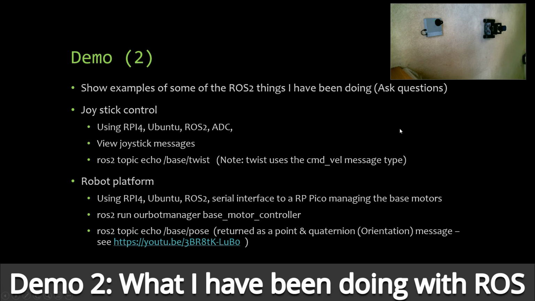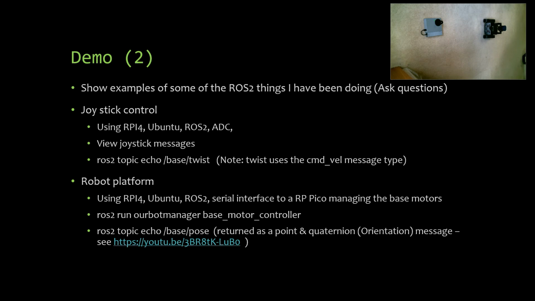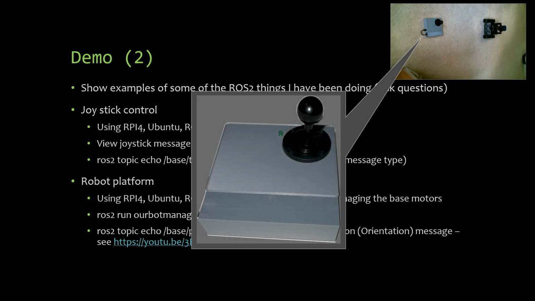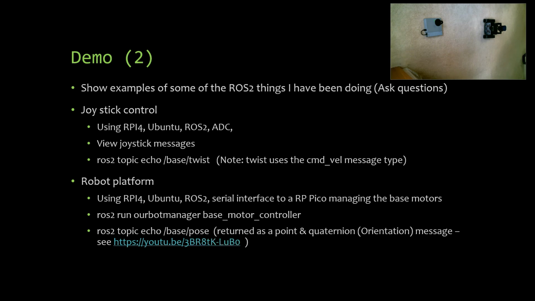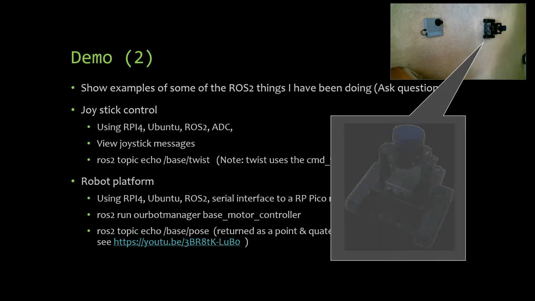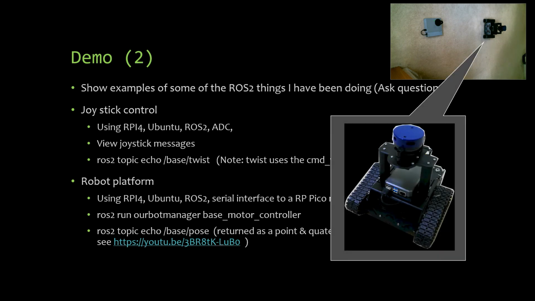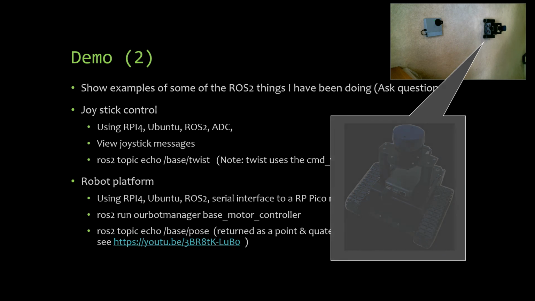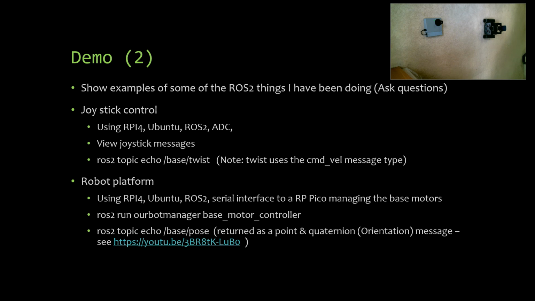Okay, the second demo may be a bit ambitious, but I'll try and show things I've been doing with ROS, in this case ROS2, and some hardware. I've developed a ROS2 joystick that sends twist commands, which are command velocity messages, to anything that's in the same ROS2 system. I've got a robot here, a robot base with motors and things that are listening for those twist commands to tell it how to move. That robot base will also send back odometry messages. So let's see if we can show everything working.